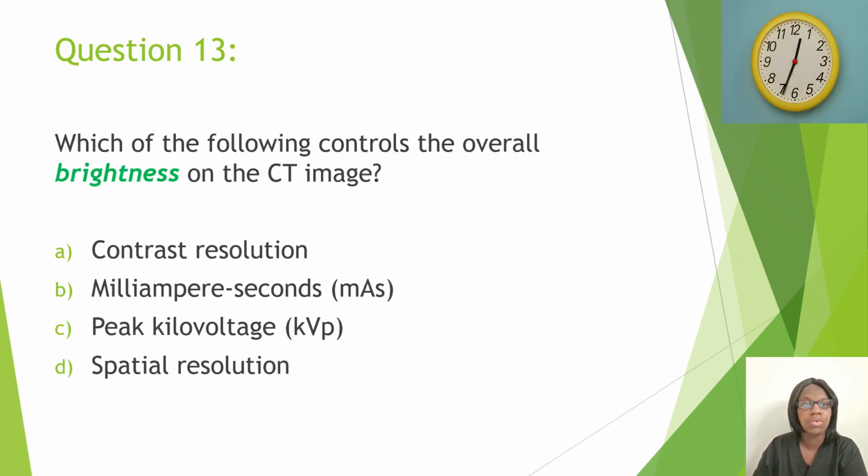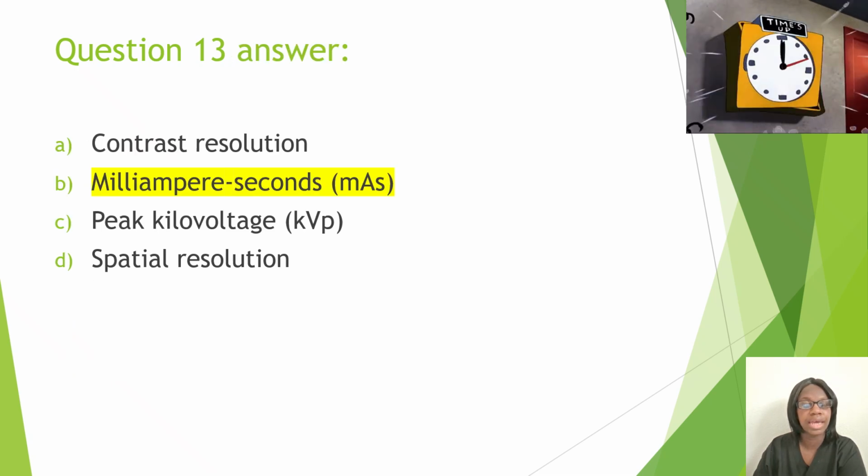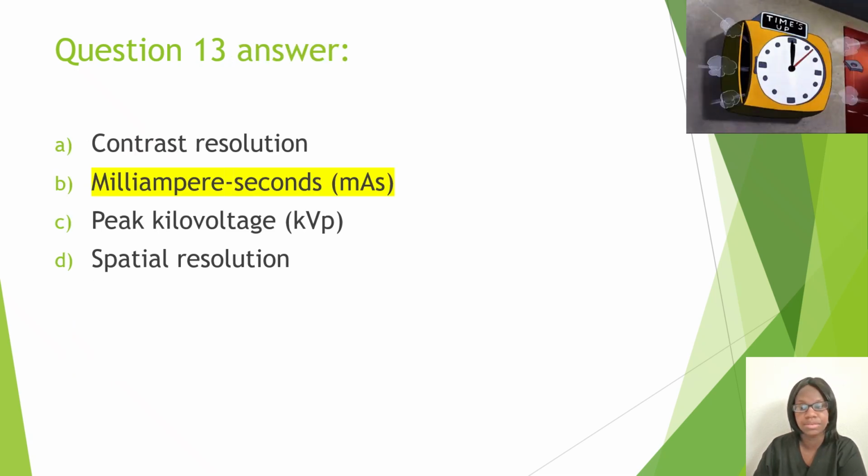Question 13. Which of the following controls the overall brightness on the CT image? Contrast resolution, milliampere seconds or mAs, peak kilovoltage, your kVp, or spatial resolution. Okay, the correct answer is milliampere seconds, your mAs.